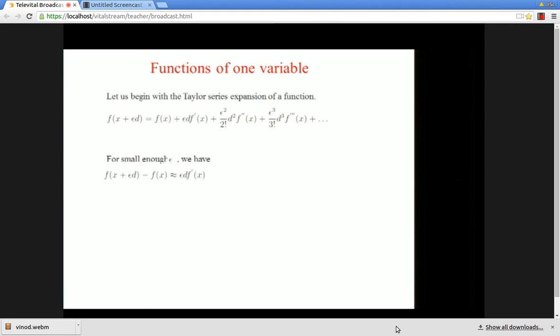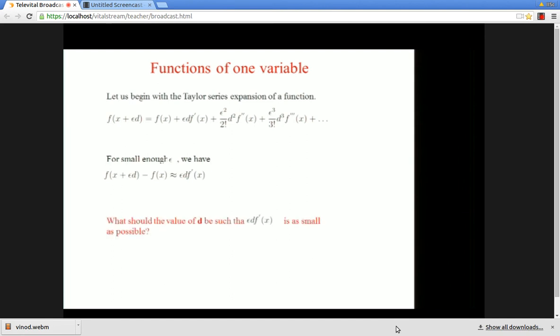When epsilon is really small, which is the case we'll be interested in, because we're going to move a very small bit in a particular direction, what is this saying? For a small enough epsilon, the value of f at x plus epsilon d minus f of x is approximately the first term here, right? If you bring f of x to this side, your first term is epsilon d f prime of x. It is approximately epsilon times d times f dash of x.